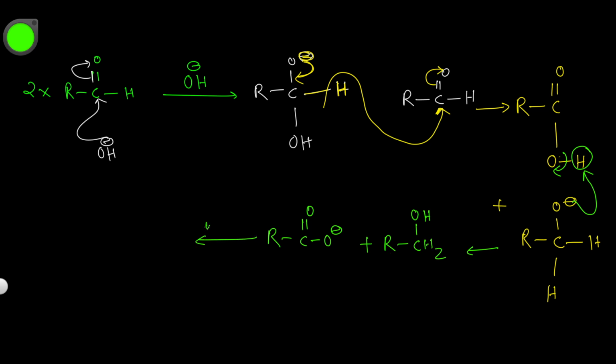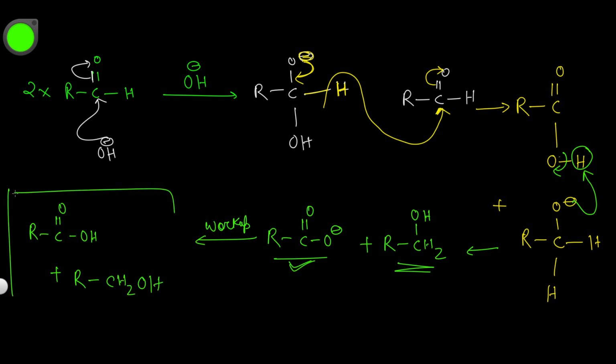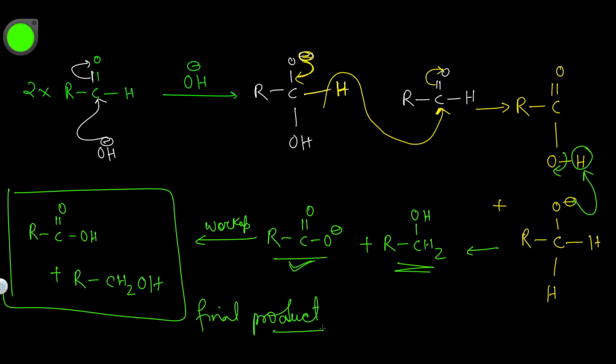Now just do the workup. By workup, this carboxylate anion will convert into carboxylic acid, RC double bond OH, and we have here alcohol. So write this RCH2OH. This is our final product. Okay, this is our final product of this reaction, right?